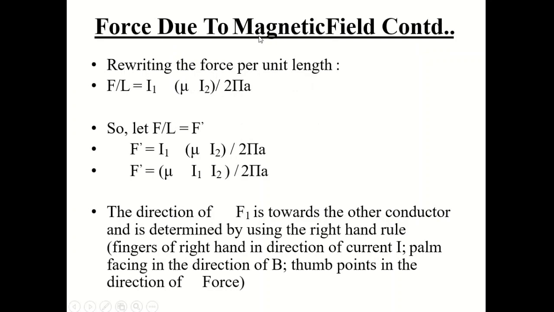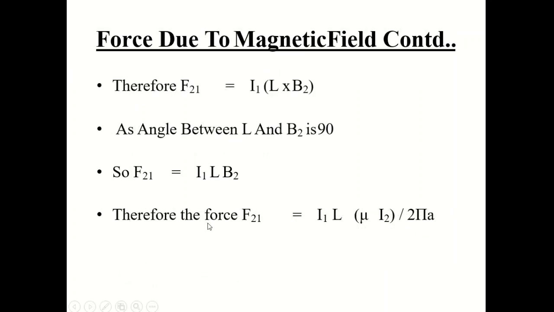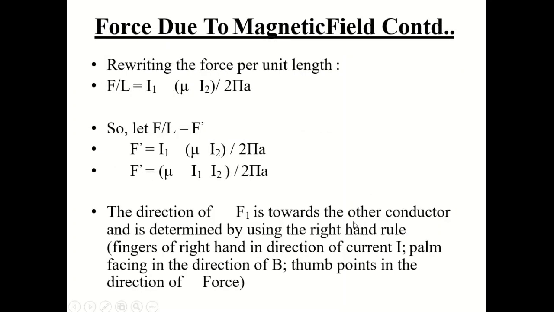Now the force due to the magnetic field, F by L, means force per unit length. If we go to the previous slide, this is the expression. If we divide it by the length L, we get F by L, so F prime equals mu I1 I2 by 2 pi A. So this is the force. The direction of F1 is towards the other conductor and is determined by using the right hand rule.